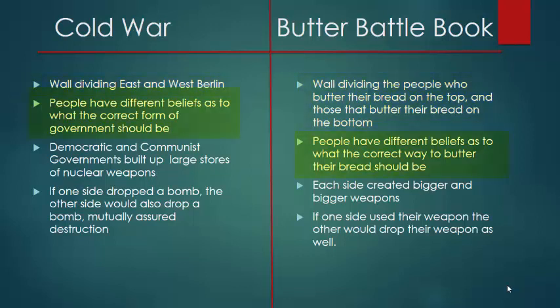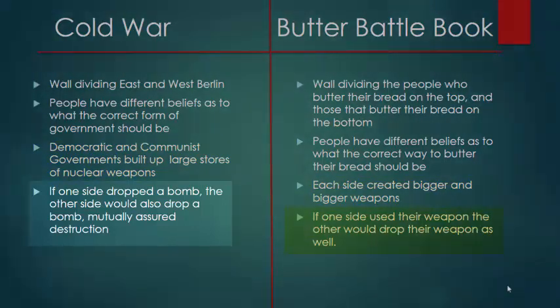In the Cold War, you have different belief systems about the correct form of government. In the Butter Battle, different beliefs as to the correct way to butter your bread. In the Cold War, democratic and communist governments build up large stores of weapons. In the Butter Battle book, they are also developing bigger and bigger weapons.